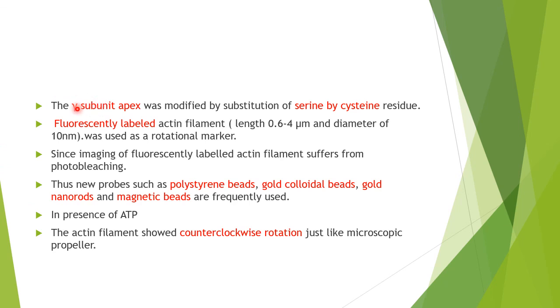The gamma subunit apex was also modified by substitution of serine by cysteine residue. And to this modified tip was attached a fluorescently labeled actin filament, a very short filament with a diameter of 10 nanometer, used as a rotational marker. Since imaging of fluorescently labeled actin filament suffers from photobleaching, this time we have a choice. We use new probes such as polystyrene beads, colloidal gold beads, gold nanorods, magnetic beads. These are also frequently used now.